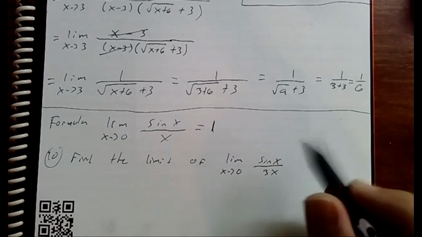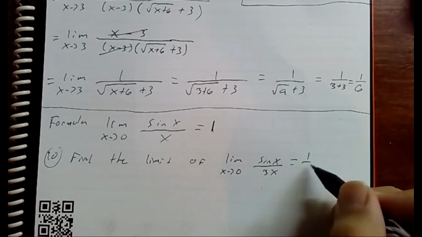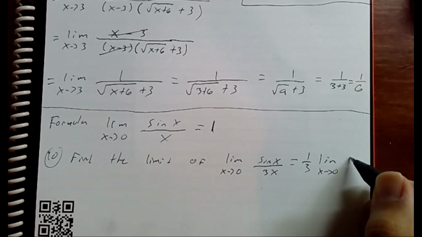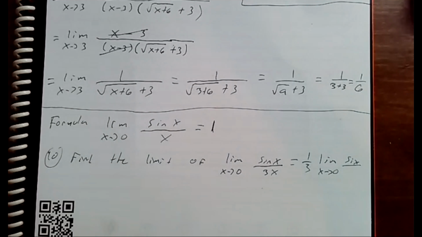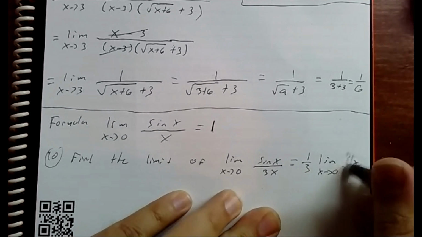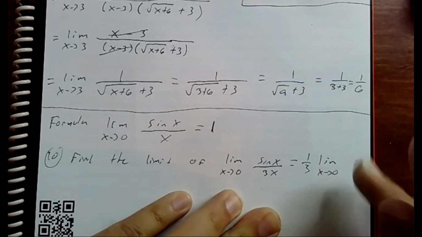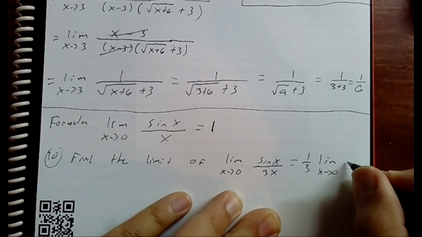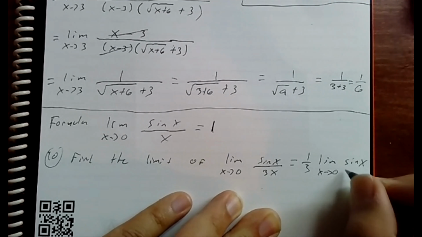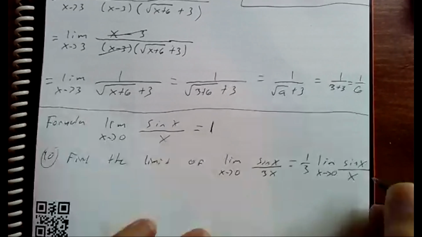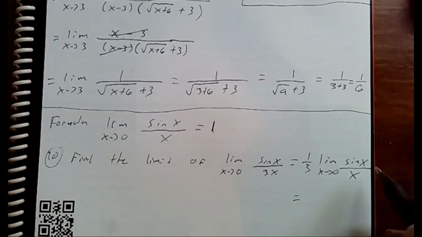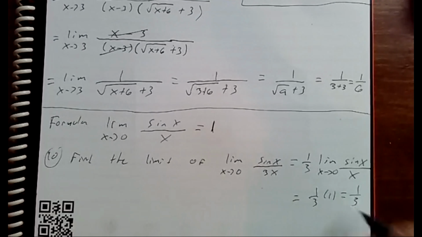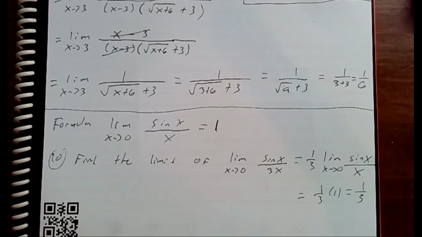So what you can do, since it's just a constant, is pull the 1/3 out and then just apply your formula. Oops, let me write that better. So this will become 1. So it'll be 1/3 times a 1, which will be 1/3. Does that make sense?